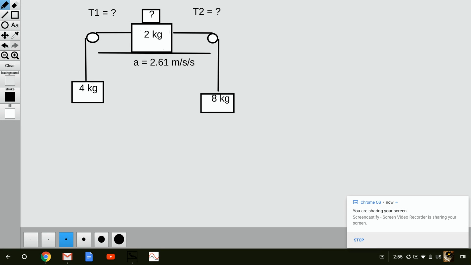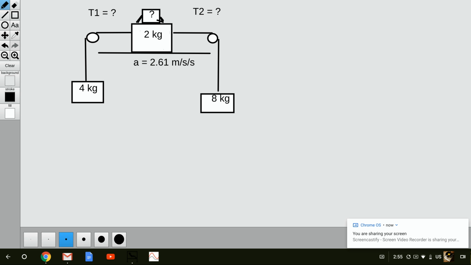Okay, so here is the tutorial on how to do a hard Atwood problem. I decided to make this one especially fun and added a block on top of a block here. For purposes of this problem, you may assume that there is some sort of connection here so that this block is not really going to go anywhere. It's going to be stuck to the 2 kilogram block.